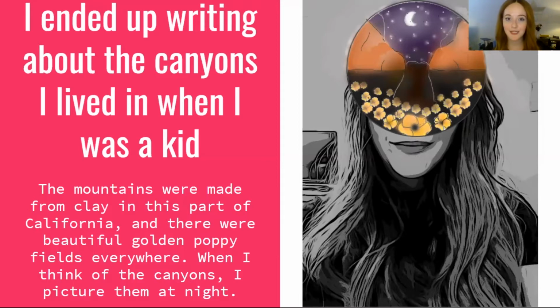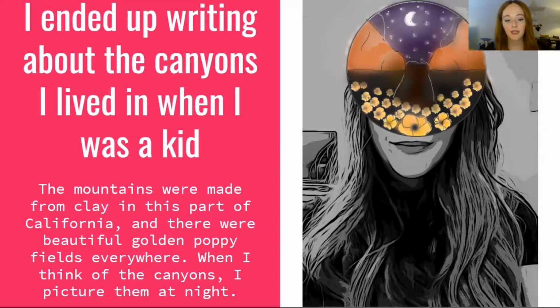So you know how crazy that must seem growing up in New York, where you can't throw a banana without hitting someone in the head. The mountains were made from clay in this part of California. So this really bright orange clay, and the powder from it used to get all over everything. And then there were beautiful golden poppy fields that were just everywhere.